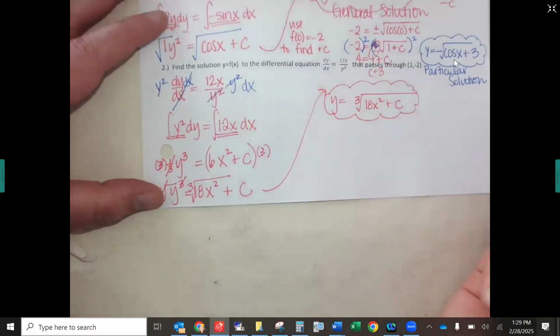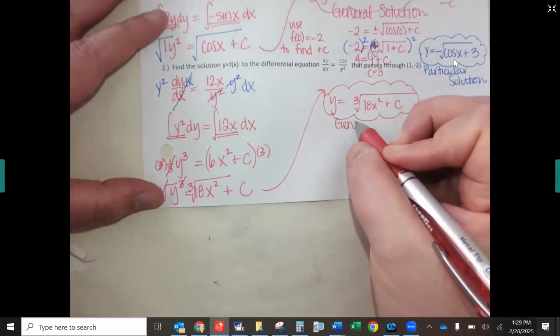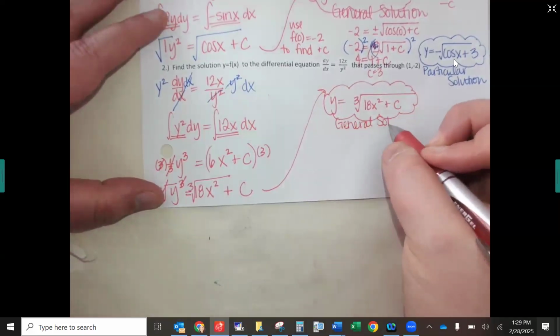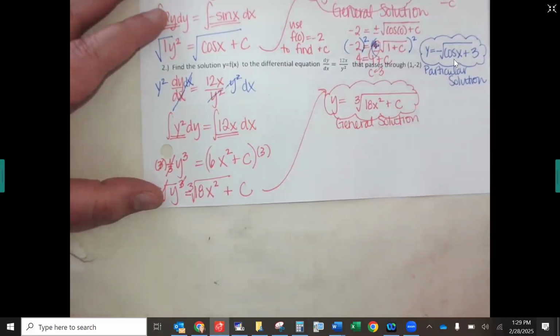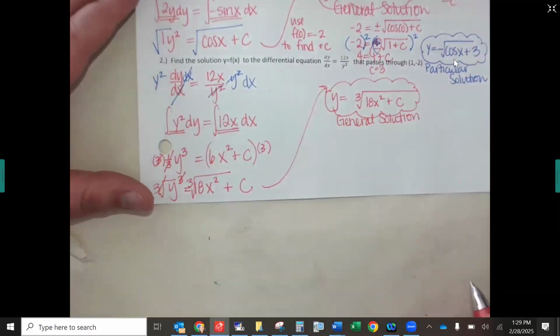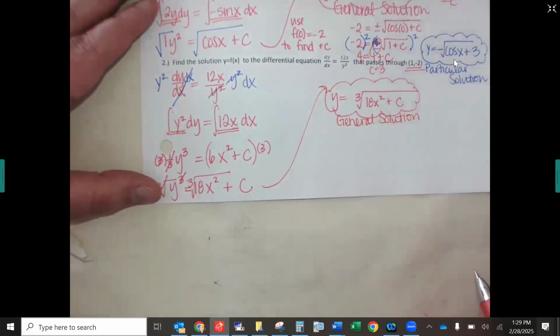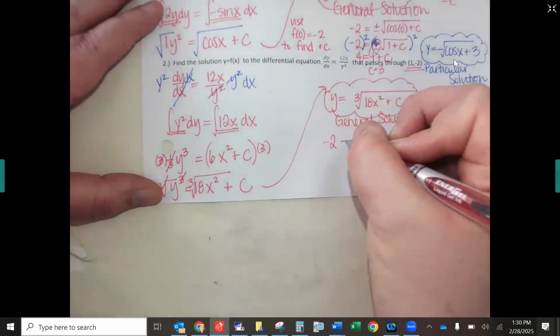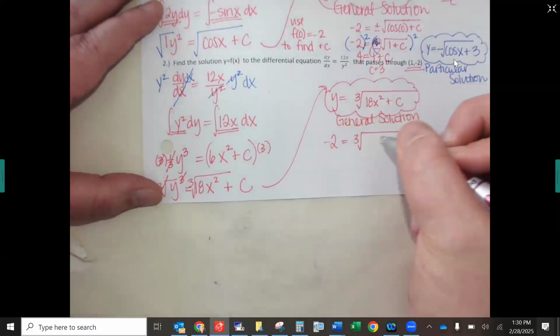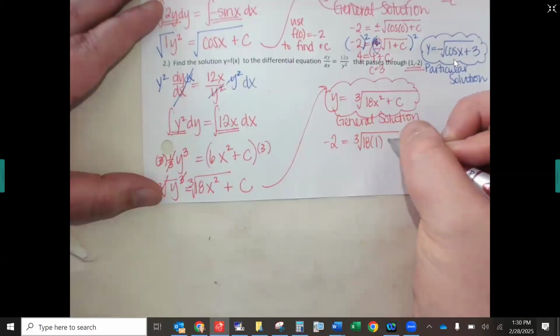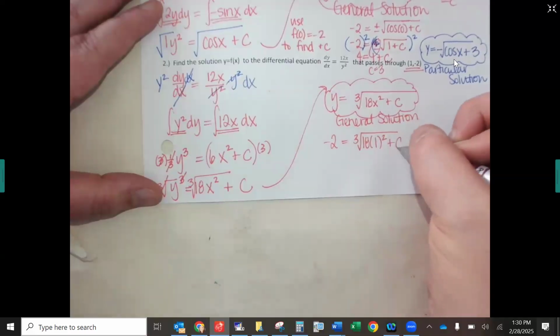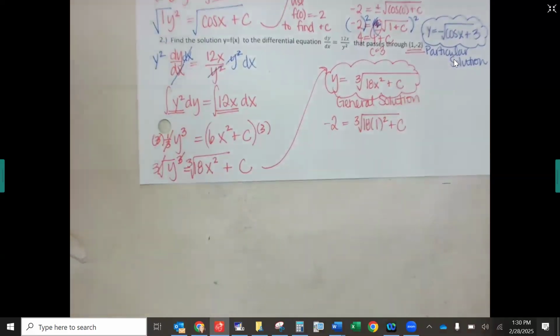Okay, look at the ordered pair that you were given to find your particular solution. What point does it have to pass through? So my 1 needs to be my x, my -2 needs to be my y. So I'll do -2 equals cubic root of 18, my x is 1 squared, plus c. And then remember, my goal is just to find out what that c has to be.